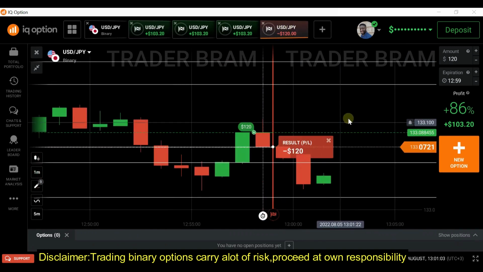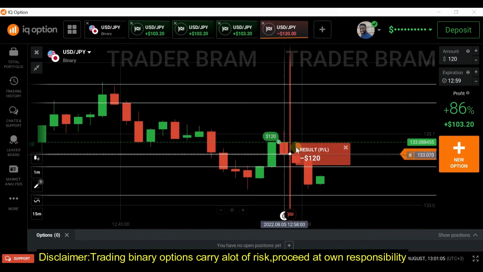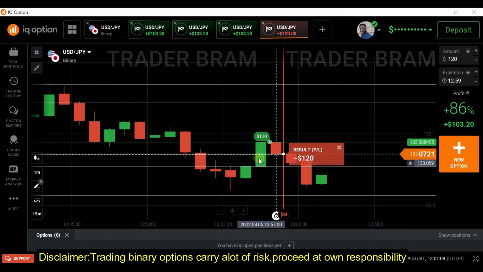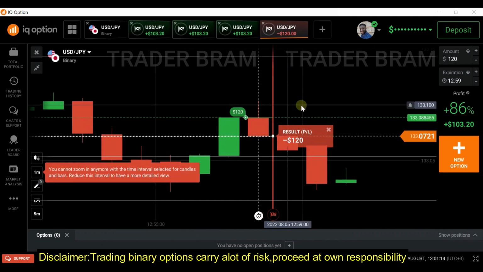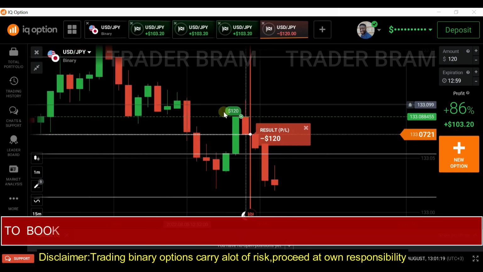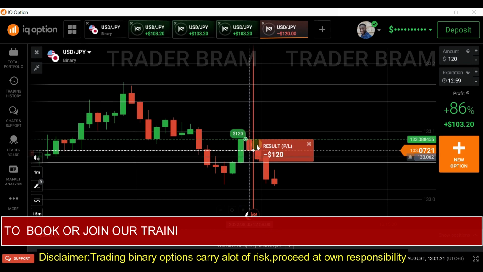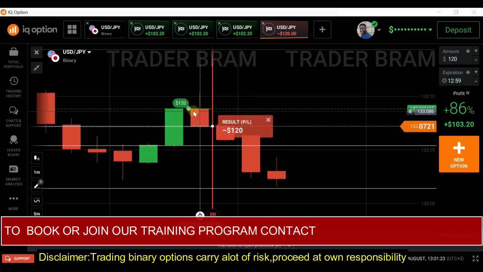So let me start with this trade. I expected the buyers to move higher after closing this strong bullish candle, but instead we got a rejection from this whole number area, 133.100. This is the area that moved the market down. So we lost that trade.